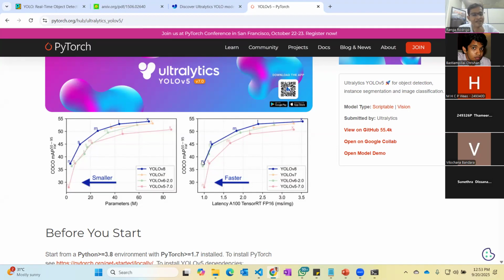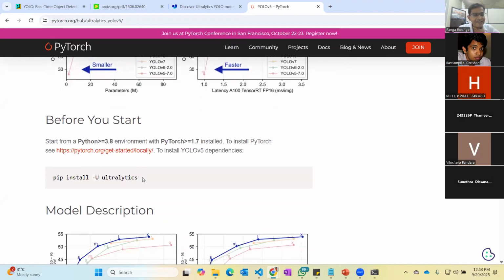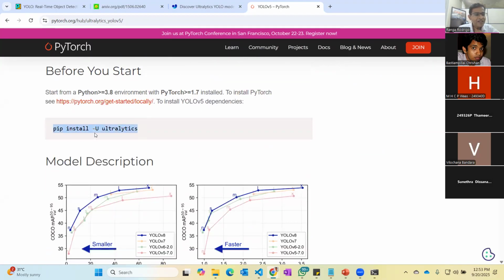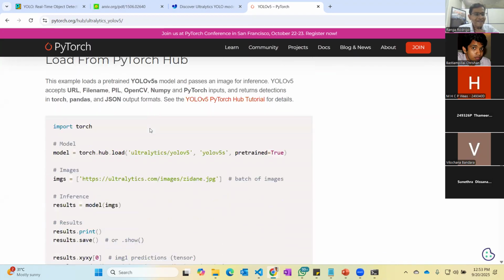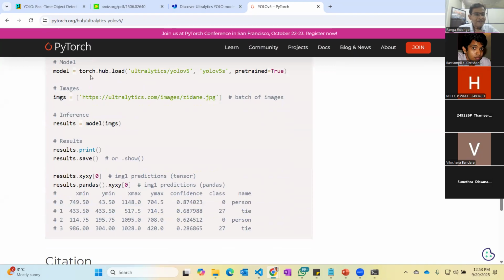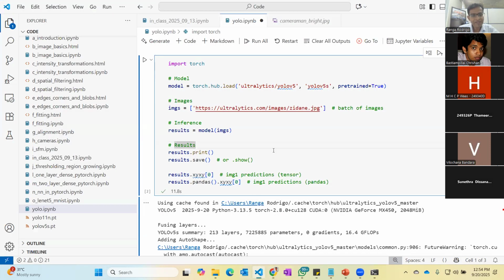You have to install it with pip install -U ultralytics and then use this. Torch hub loads YOLO V5 with pretrained true, you load an image, and then you get the result: model, image, results, and you can print or save the result. This is very simple, and this is exactly what I did.